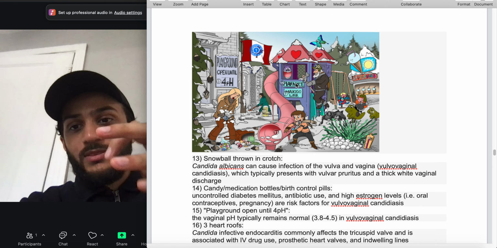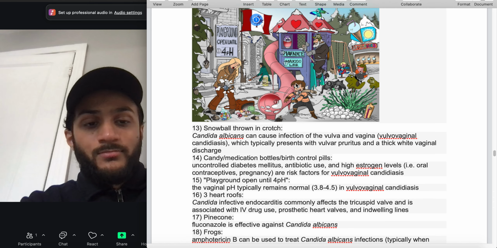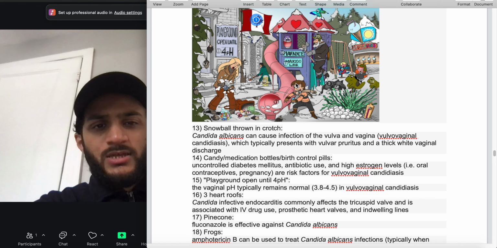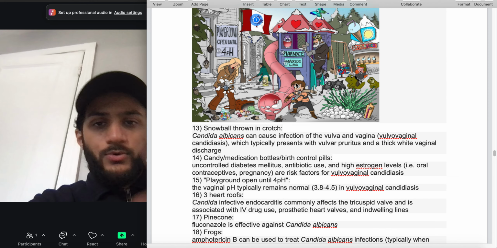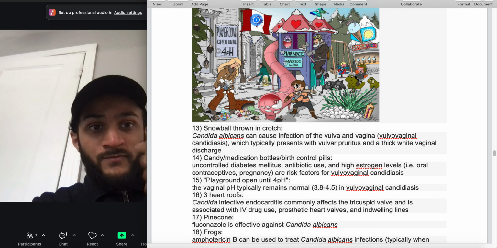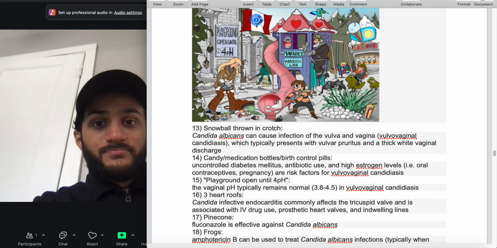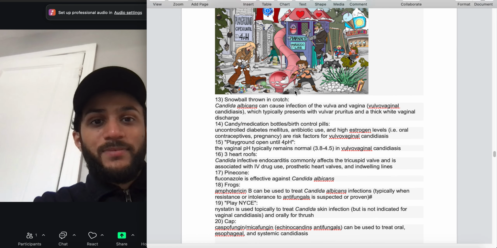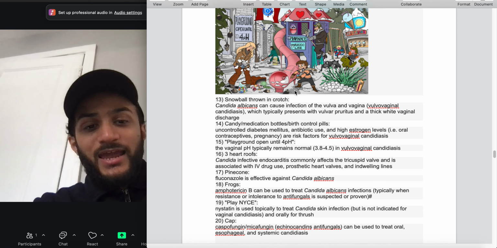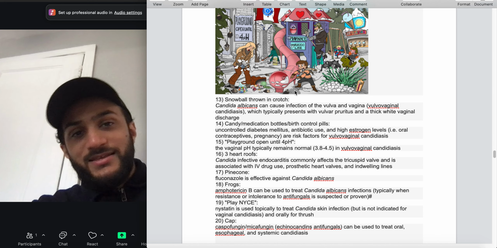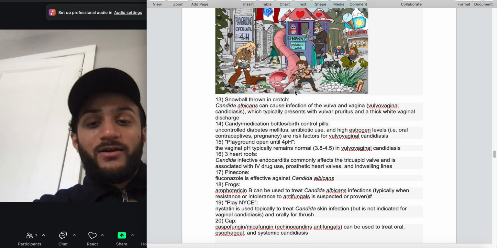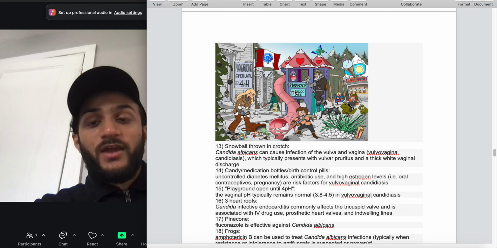So that's going to be involving the tricuspid valve, IV drug usage, prosthetic heart valves, and indwelling catheters. Then we can see over here the pickle cones, so fluconazole. And we can see that frogs over here is going to be amphotericin B. And then we can see over here plain nystatin, used topically to treat Candida skin infections. Then we can see over here the cap, so caspofungin and micafungin, which are going to be used for the treatment of candidiasis.